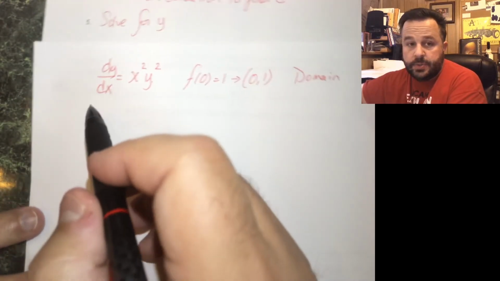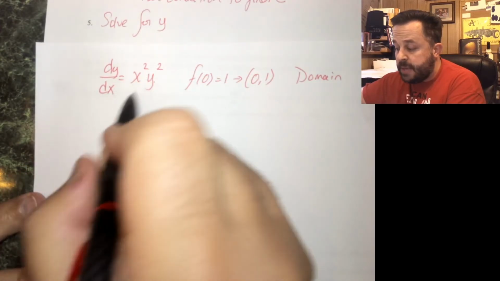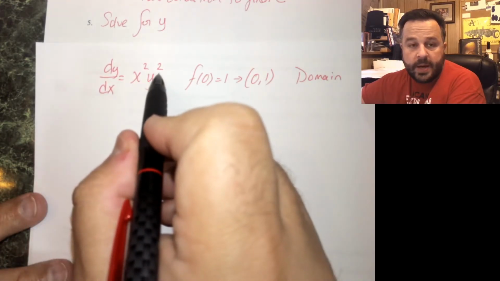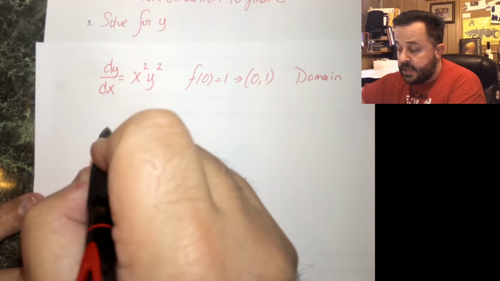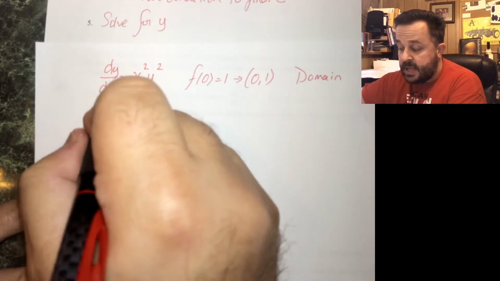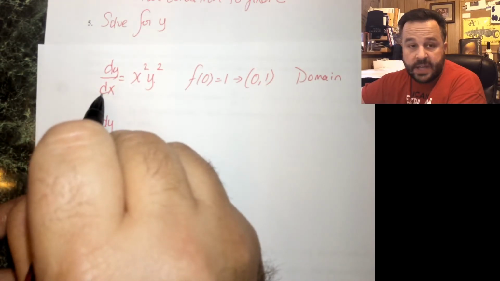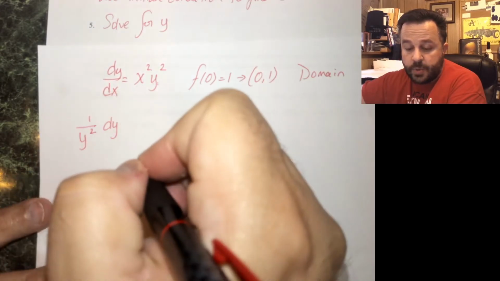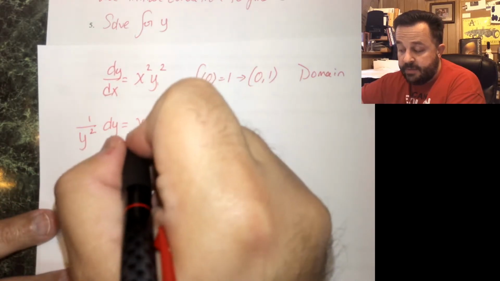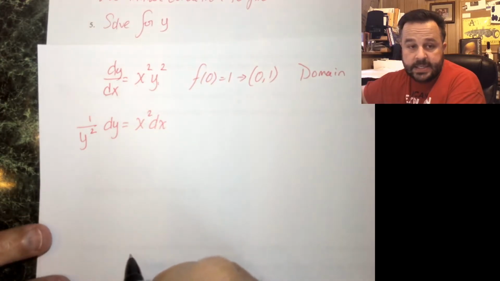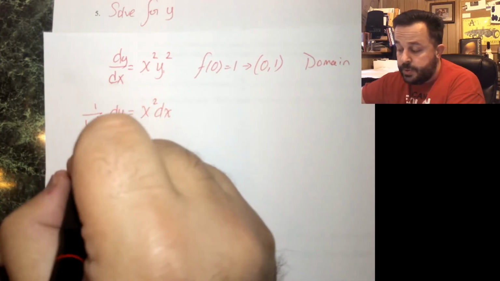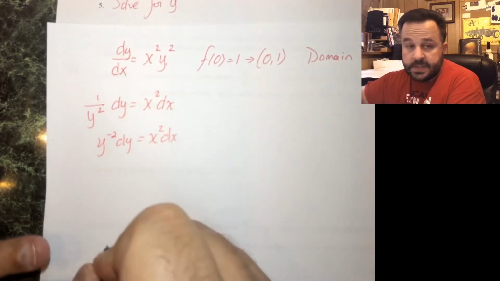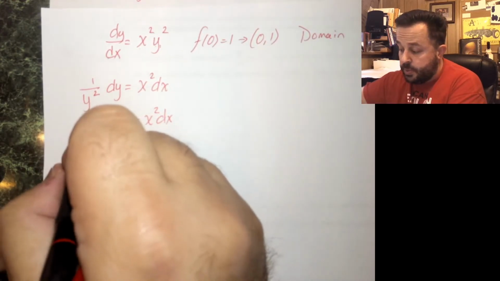The first thing we're going to need to do is separate these variables. We'll multiply both sides by dx, thereby canceling the dx on the left side. We're going to divide both sides by y squared, bringing the y over to the left side, which gives a 1 over y squared. On the right side, we still have our x squared, multiplied by dx. If you choose to, we can write it as y to the negative 2 dy is equal to x squared dx. At this point, we're going to integrate both sides.